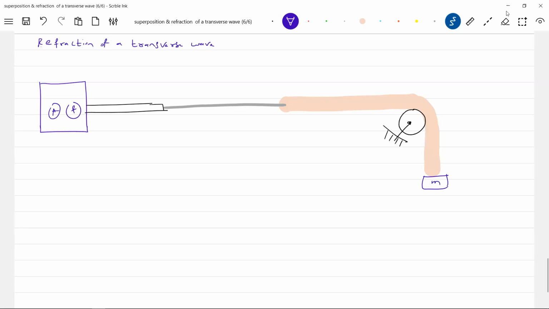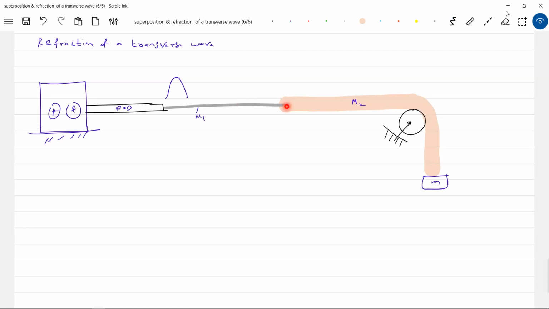Here I am. There's a rope. You are able to notice there's a medium. A wave pulse is generated. Who will generate that wave pulse? This particular thing, there's a rod.